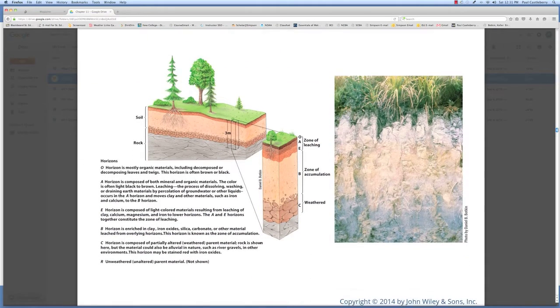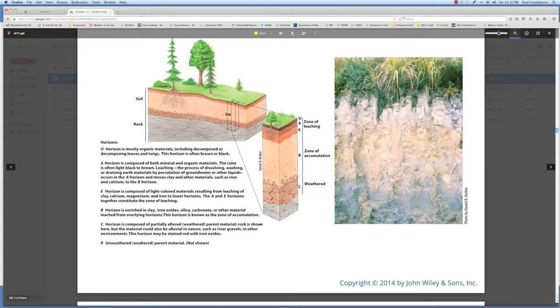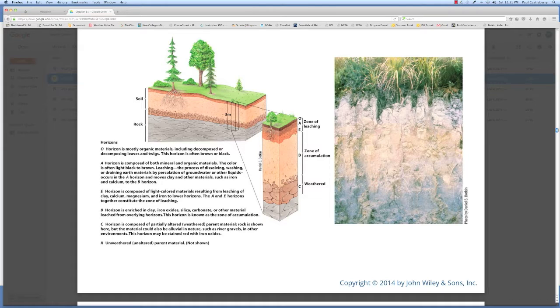So let's take a look at the horizons. This is a real life picture here. This is a schematic. If we look at this top part, the green part and this little darker brown area, we call that the O horizon. And then the A and the E horizon is right below that. We call that the zone of leaching, and we'll talk about that in a moment.